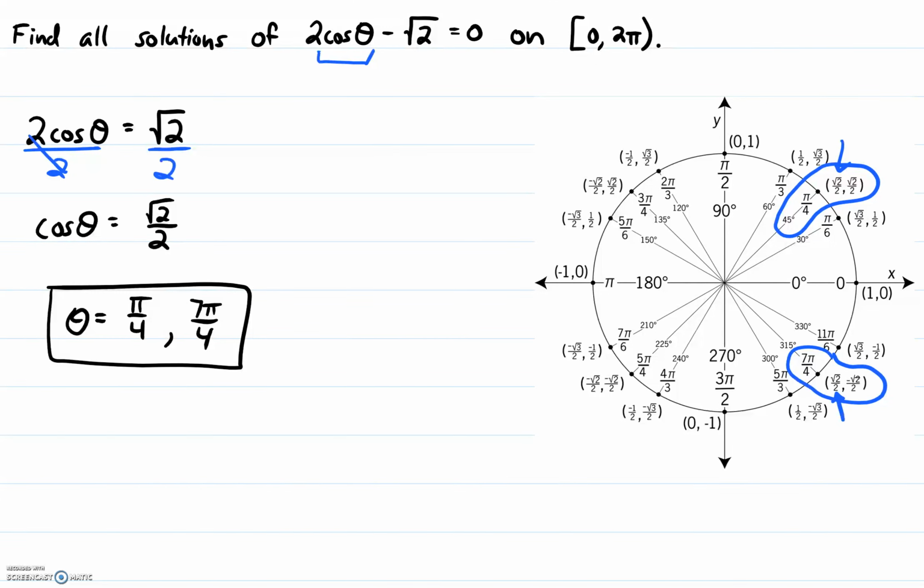Adding 2 pi or subtracting 2 pi would give us a coterminal angle that's going to end in the same spot. So if we didn't have to keep everything within the confines of 0 and 2 pi, our strategy would be to take each of these solutions and add or subtract 2 pi to them over and over again.